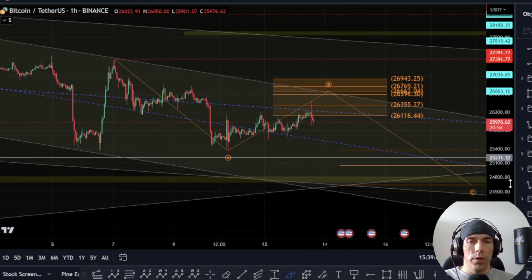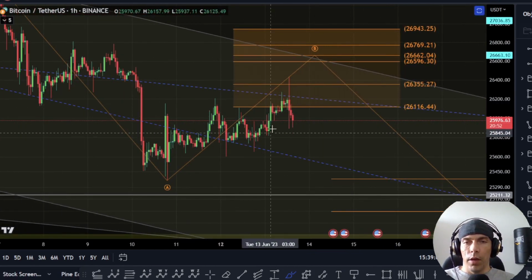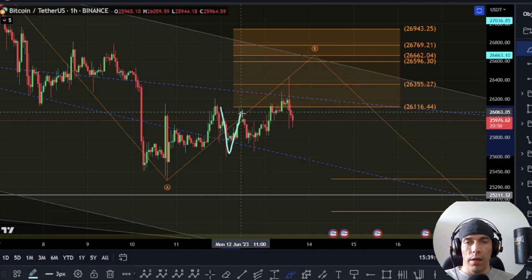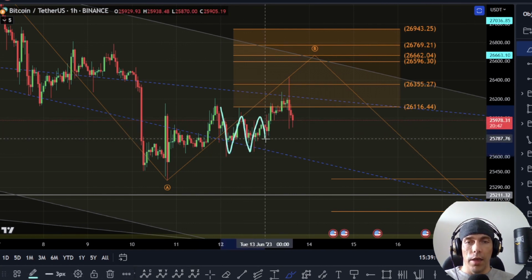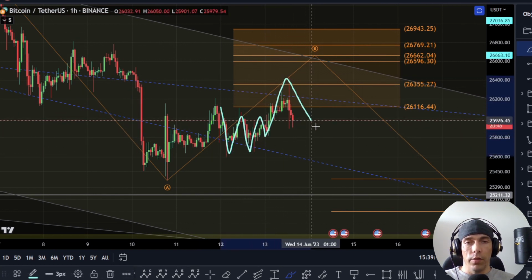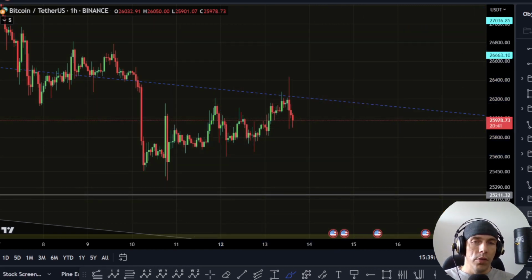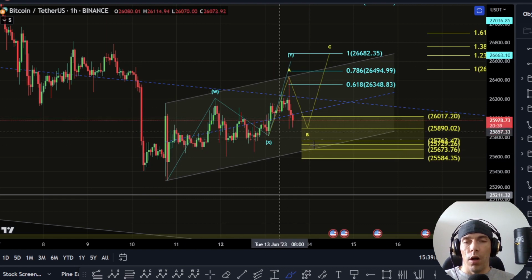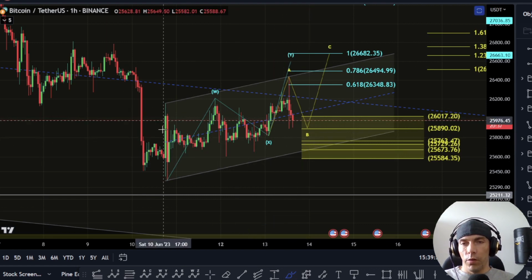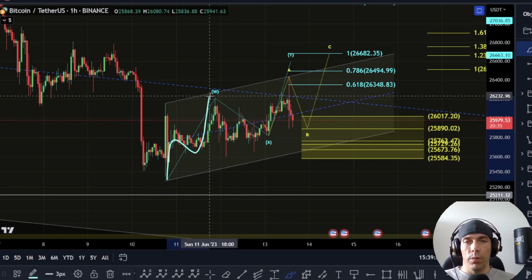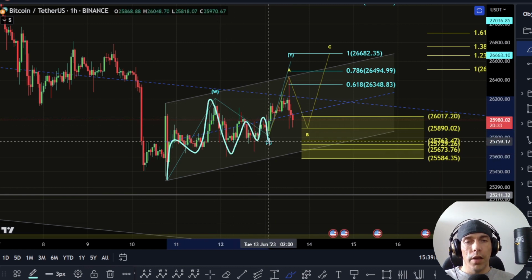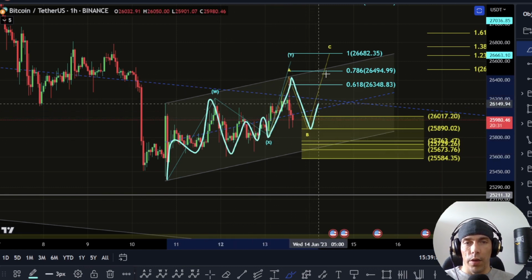Now the way that I would be looking at this would be looking at this internal piece here as A, B, C, D, and E as a triangle, and then we could actually have this as an ABC. So this would actually be looking at this move here as a potential W, X, and a Y. Now what we'd be looking for within this would actually be 3 waves up for W, this as an X wave triangle, and then looking for this as A, B, and C.